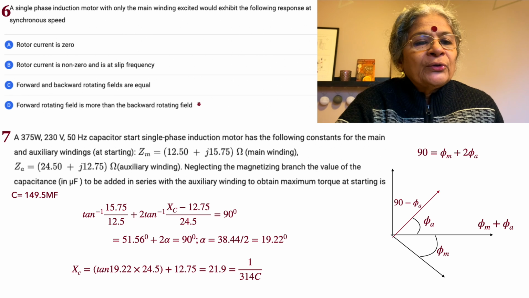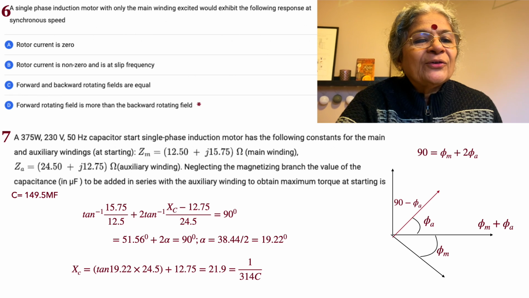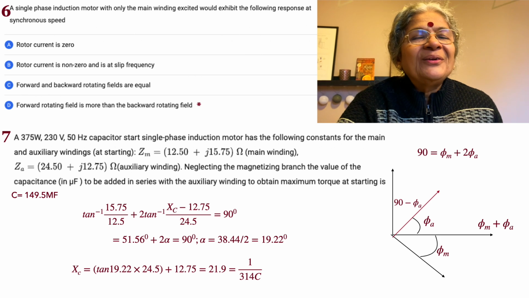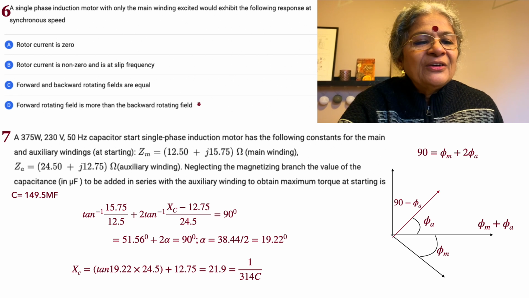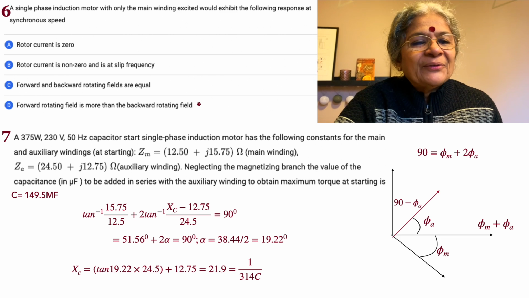So from the different options: rotor current is 0; rotor current is non-zero and is at slip frequency; forward and backward rotating fields are equal. No, none of these apply because only the main winding is excited. So forward rotating field is more than the backward rotating field. That's the correct answer, and we opt for that. Now the seventh problem looks a little more complex, but don't worry. Let's see if we can do it in a very simple manner.